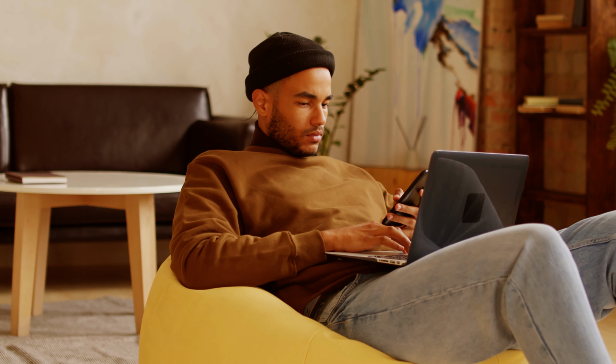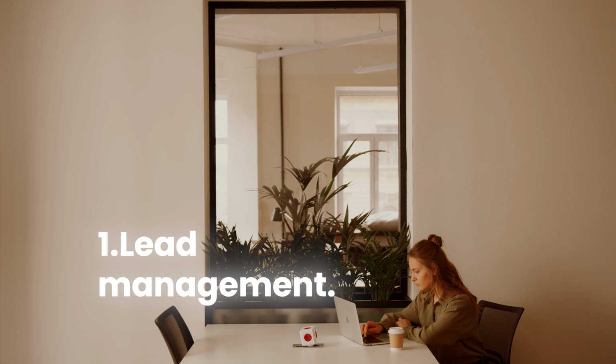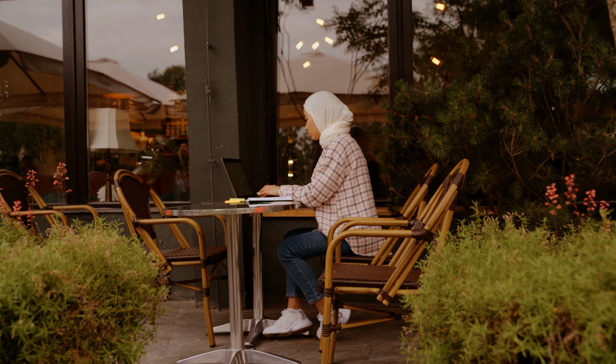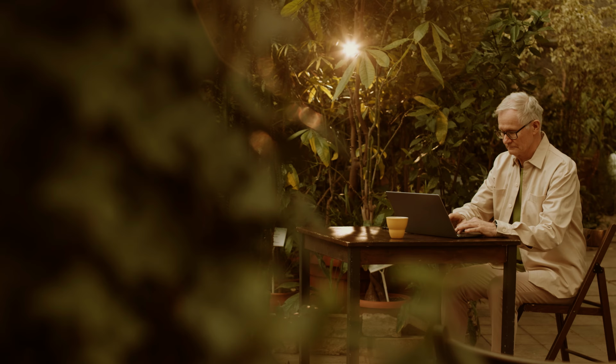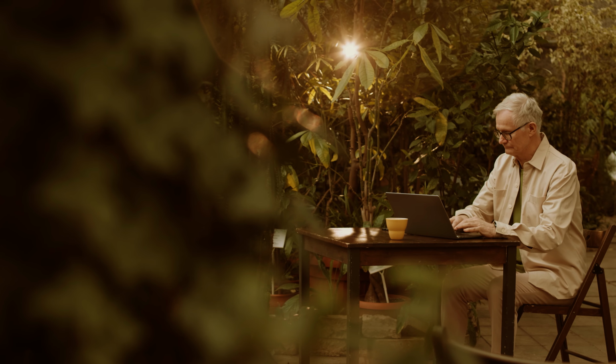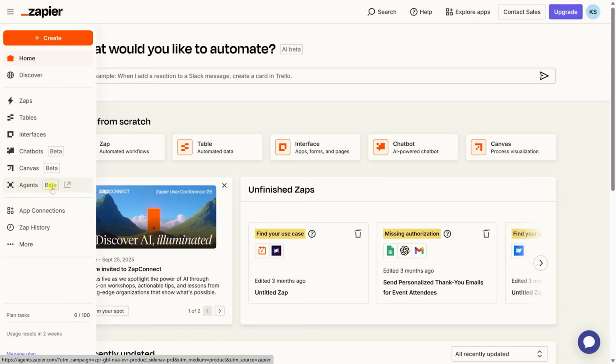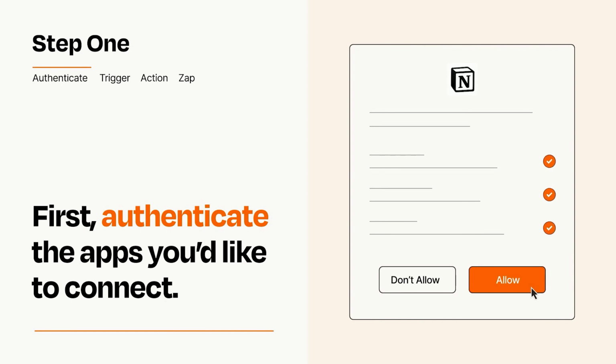Let's talk about what you can actually use Zapier for. No fluff, just real examples. 1. Lead management. If you're running any kind of business or side hustle, people are reaching out, maybe through a contact form, an email, or DMs. Zapier can automatically take that information and drop it into a spreadsheet or a CRM like HubSpot or Notion. It can even send you a text. You'll never lose a lead because you forgot to check your inbox.